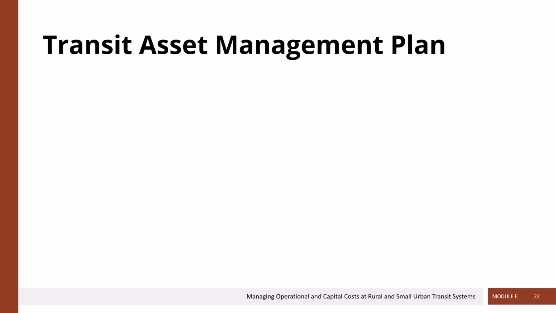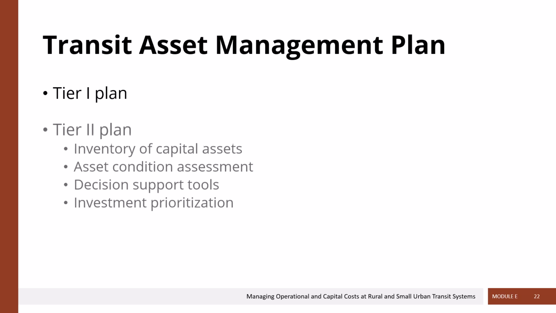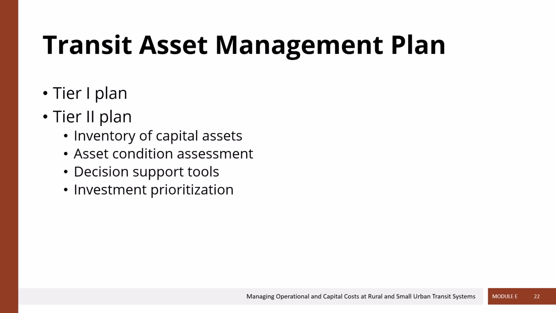Now, we talked about the two different types of agencies, and every agency has to develop a TAM, or Transit Asset Management Plan. A Tier 1 plan is slightly different than a Tier 2 plan, and because most of the viewers of this video are Tier 2 agencies, we're going to focus our attention on that.